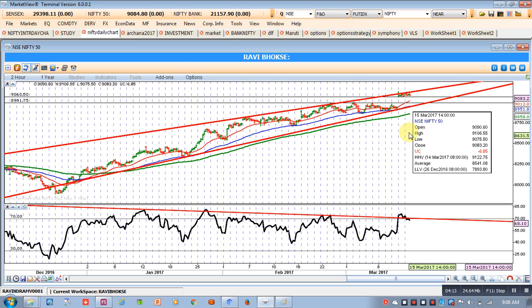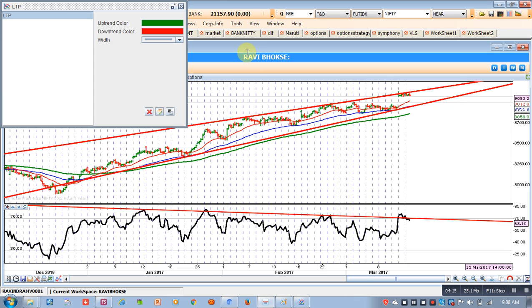So thank you very much, friends. Keep your stop loss at this line and keep trading.